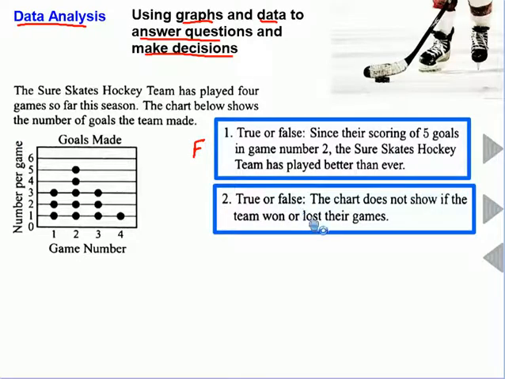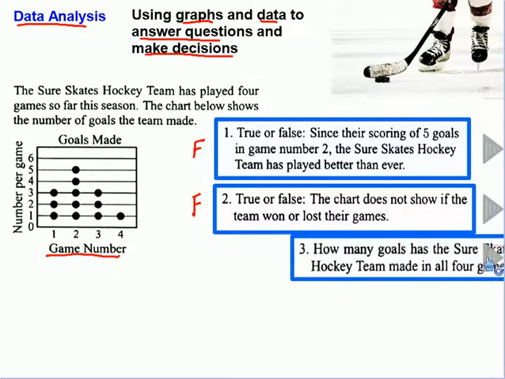True or false? The chart does not show if the team won or lost their games. Well, let's look at this chart. Does the chart tell us whether they won or lost the games? It tells us the game number down here, 1, 2, 3, and 4. It tells us the number of goals per game, but it doesn't tell us how many goals the opposing team made, and it doesn't tell us whether or not they've won, so that's definitely a false right there.